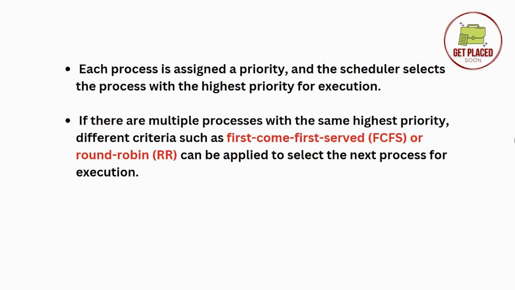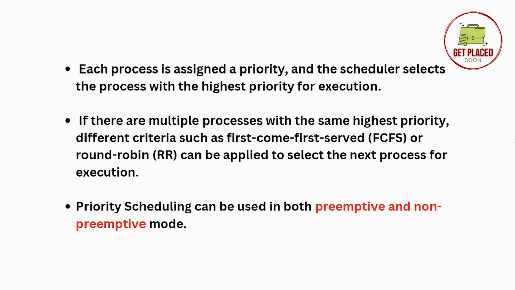In case there are multiple processes with the same highest priority, for example, consider processes P1 and P2, both having the same priority and the value is highest when compared to other processes. Now what will you do? In this situation, you can either follow first come first serve or round robin. By default, you can do first come first serve, or if it is mentioned in the question, then you can choose round robin also. Also, priority scheduling can be used both in preemptive mode and in non-preemptive mode.